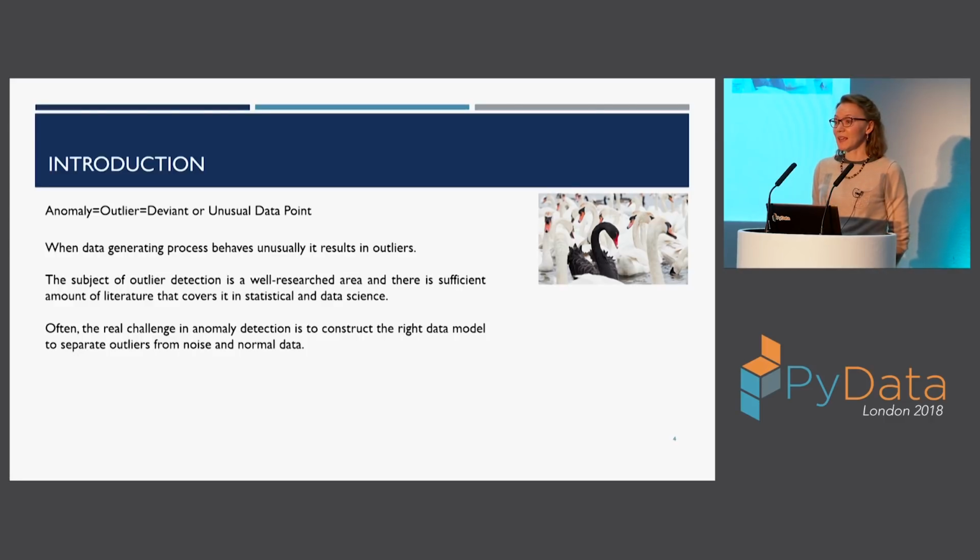Okay, so what is an anomaly? An anomaly is a data point of interest in this case. It's something that stands out. It's an unusual data point. When a data generating process behaves unusually, it results in an anomaly. Anomaly detection as a topic is a well-researched subject. There are a lot of publications out there in both statistics and data science. The real challenge for us who practice data science is to essentially define, construct the right data model for the subject at hand to separate outliers from noise and from the actual normal data.